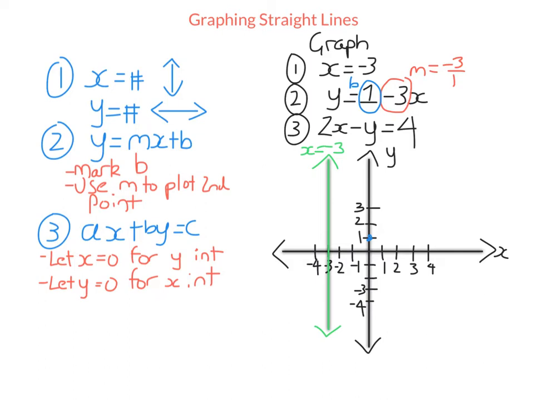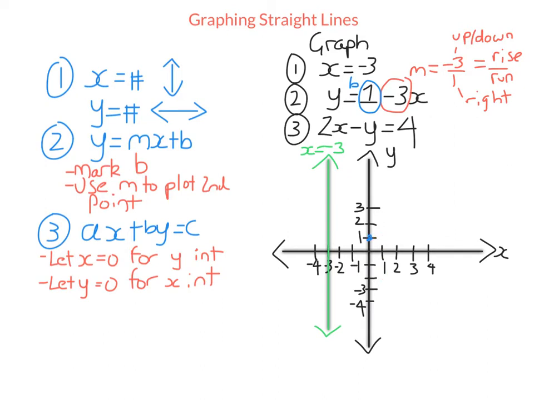So remember, the gradient is rise over run. The bottom number tells you how far you go right, and the top number of the gradient tells you how much you go up or down. Remember, if it's positive, you go up, negative, you go down. So because the gradient here is negative 3 over 1, I start at this intercept, I go 1 to the right, and I go 3 down.